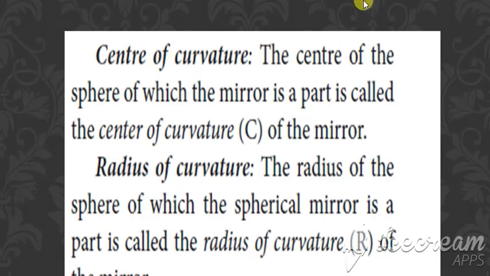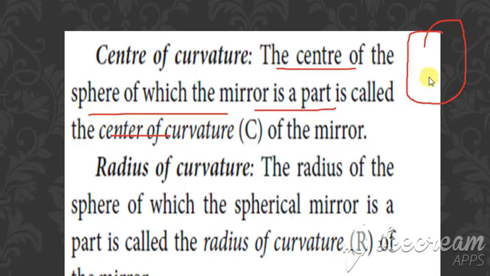First is the center of curvature. As I have told you already, the center of curvature is the center of the sphere of which the mirror is a part. This is the sphere, and the mirror is a part of it. The center of that sphere is called the center of curvature. Clear?